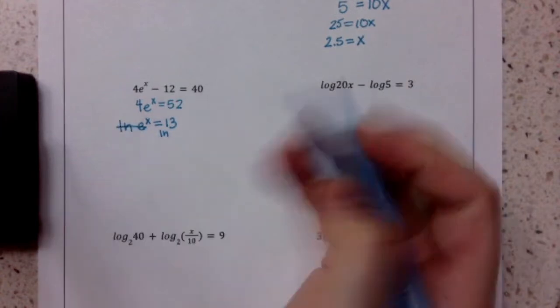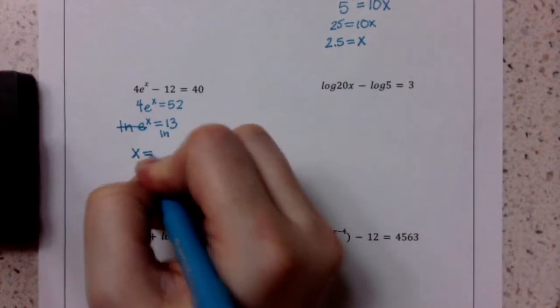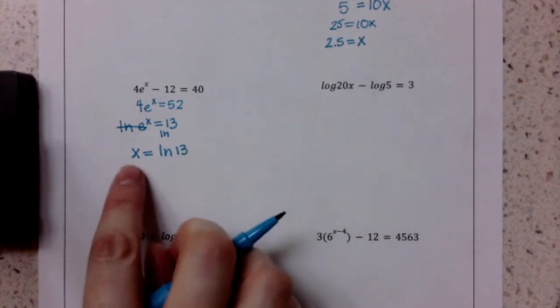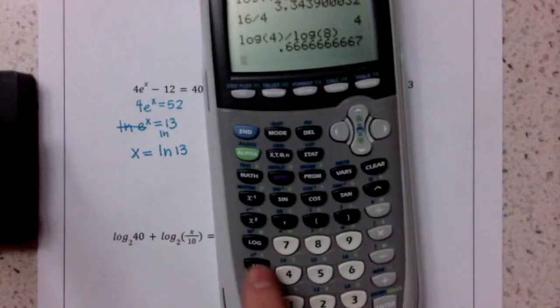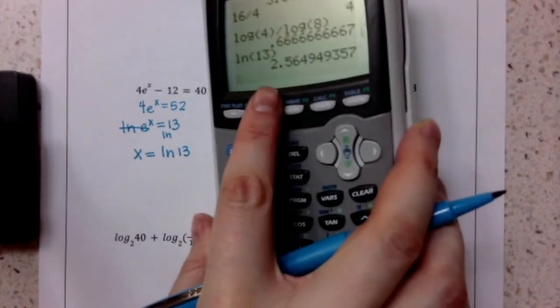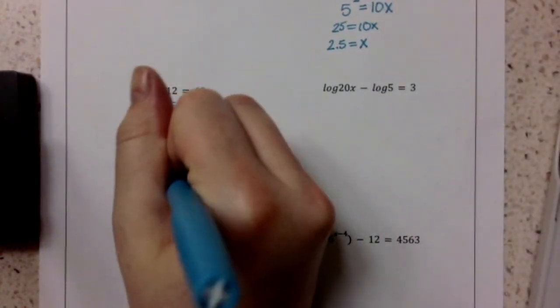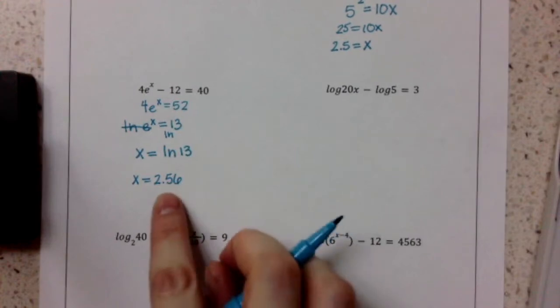On this side, the natural log and the e just cancel, just leaving me with x. So I don't even have to simplify this any further. I just have to type this in my calculator. So the natural log of 13 is 2.56. And that is our answer.